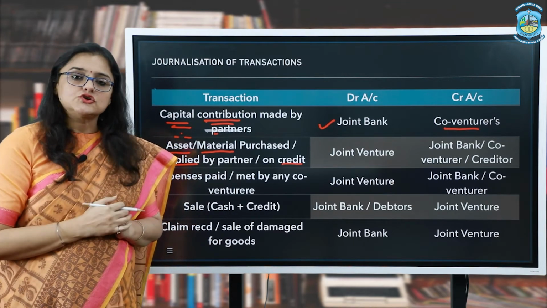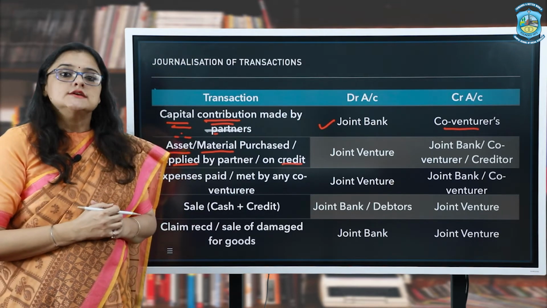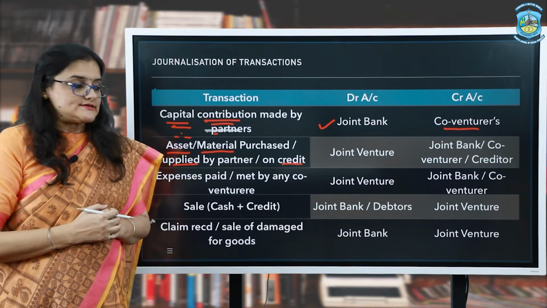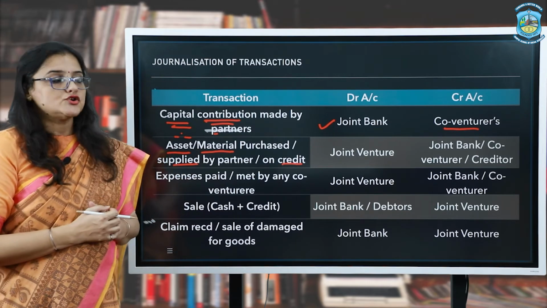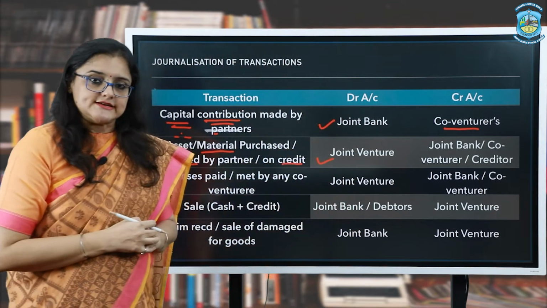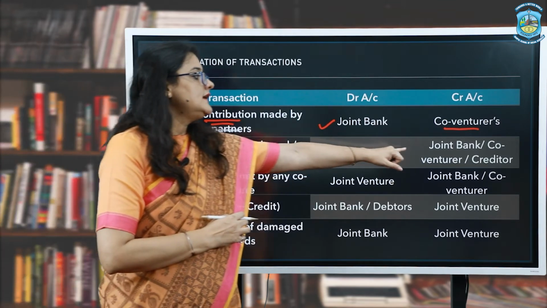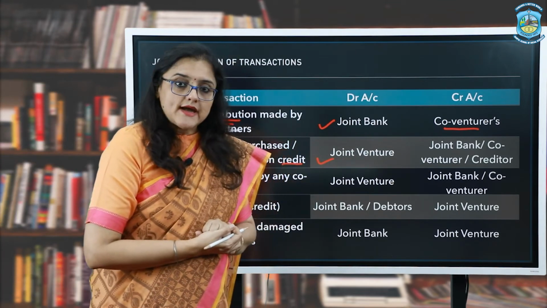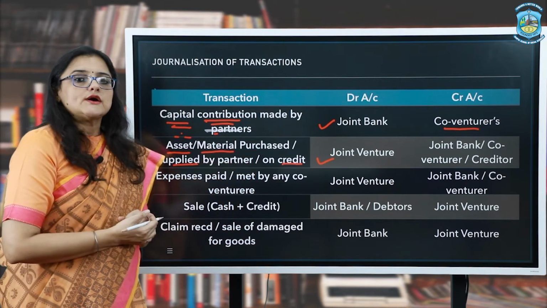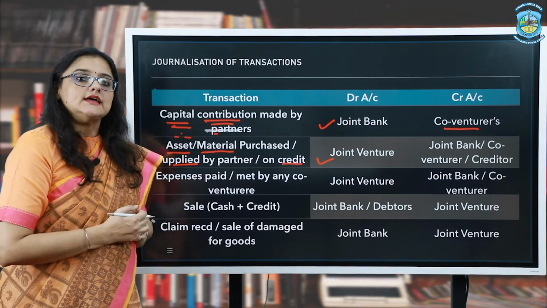Any expense incurred on joint venture. So this is the cost of material, this is the cost of asset. So as per the nominal account rule, debit all expenses and losses. So this is a cost or an expense on joint venture, so joint venture account will be debited for this purchase. And if it is purchased for cash payment, then on the credit side you will have joint bank account. But if it is supplied by the partner, then instead of bank you are going to write the name of the co-venturer, whoever has supplied the material or asset, on the credit side.